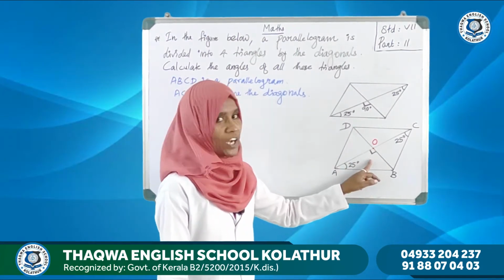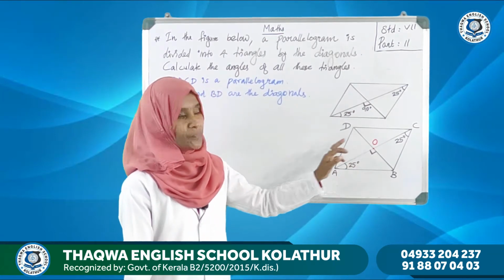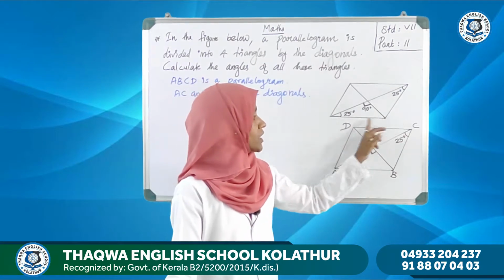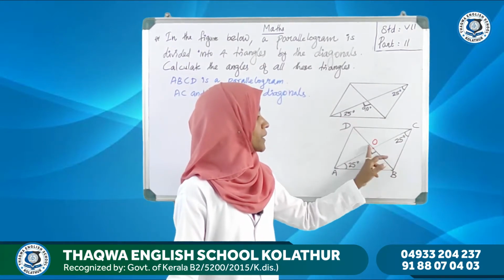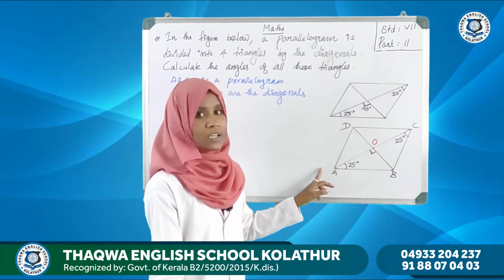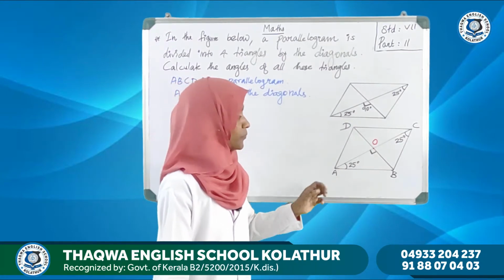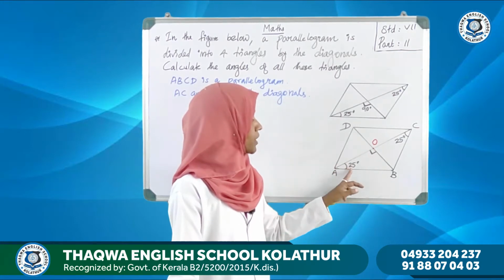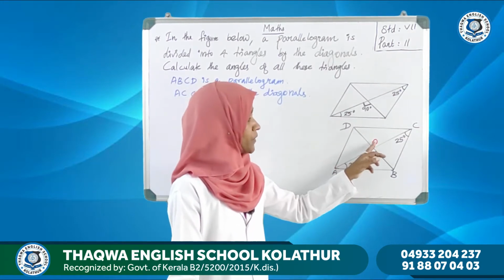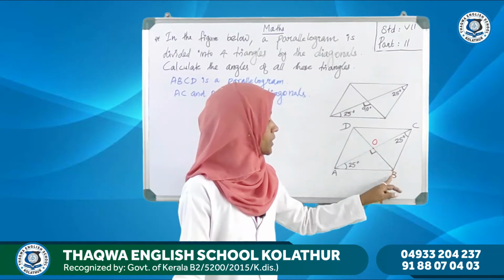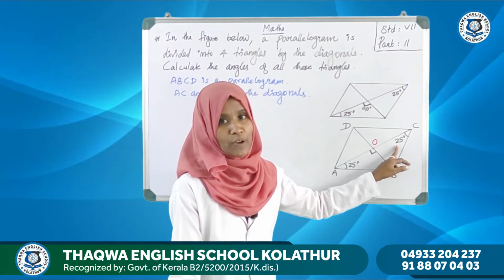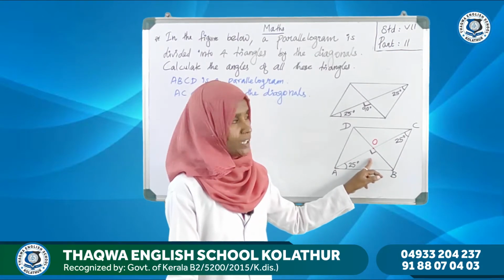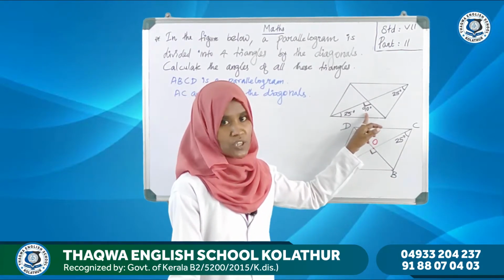We have 4 triangles. Which are they? Triangle ABO, triangle CDO, triangle BOC, and triangle AOD. You have given angle OAB 25 degree and angle OCB is also 25 degree. Then angle AOB is 90 degree. Is given in the question.